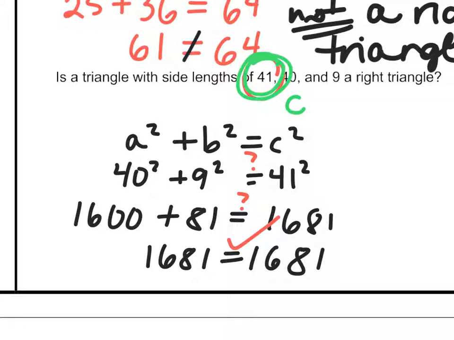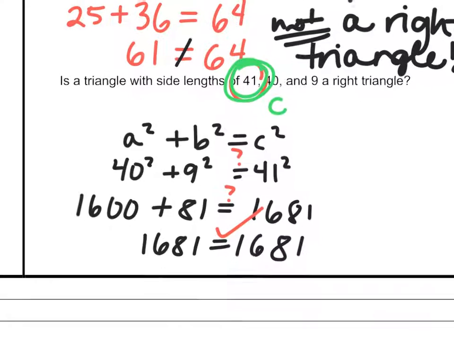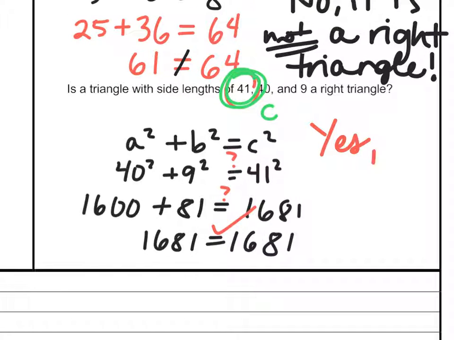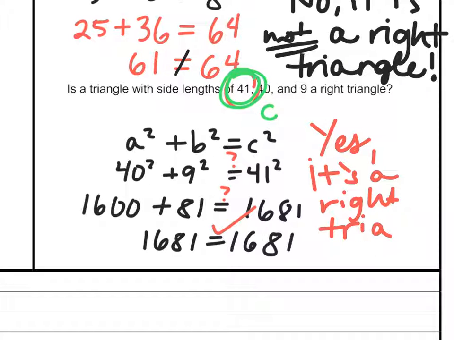1,681 is equal to 1,681. Because that's true, we say yes. It's a right triangle. Because Pythagorean theorem works. I forgot to do that part.